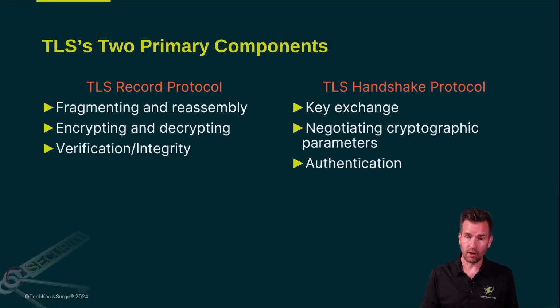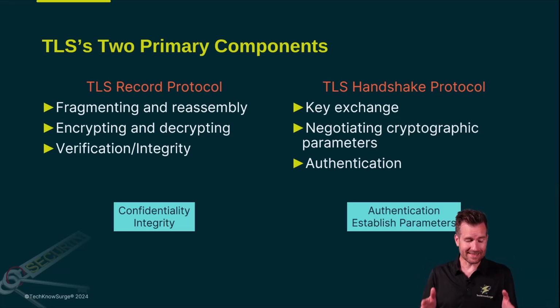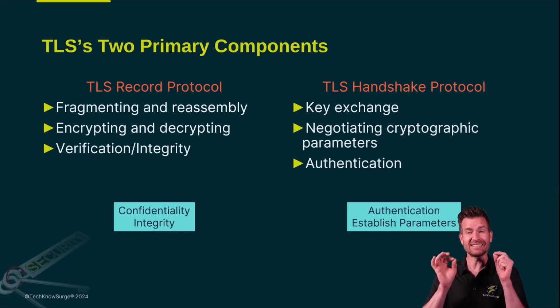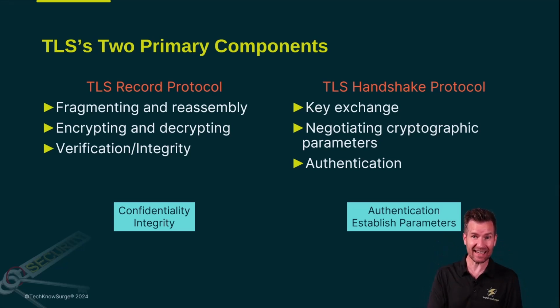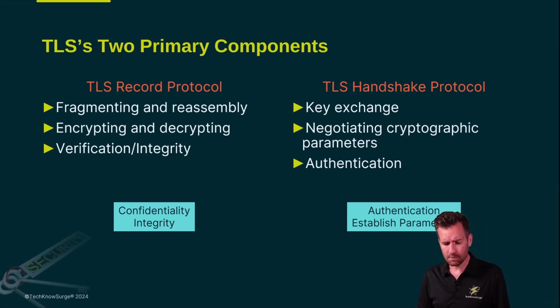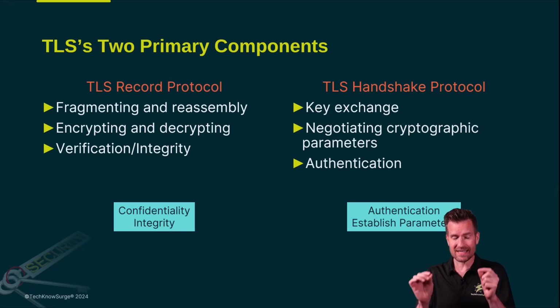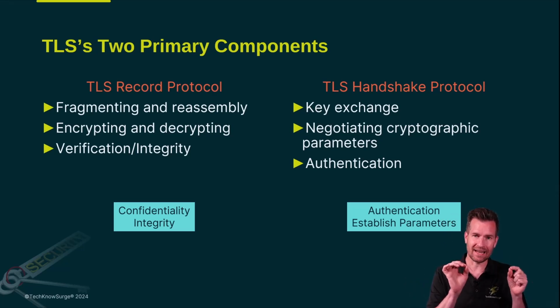The TLS record protocol is in charge of fragmenting and reassembly. It's in charge of encrypting and decrypting, and verification and integrity. The TLS handshake protocol is in charge of the key exchange, negotiating cryptographic parameters, and the authentication piece. So really, if we were to sum this up, the TLS record protocol is in charge of confidentiality and integrity, whereas the TLS handshake protocol is in charge of the authentication piece and establishing the parameters. And when I say establishing the parameters, they establish the parameters for the confidentiality and integrity.